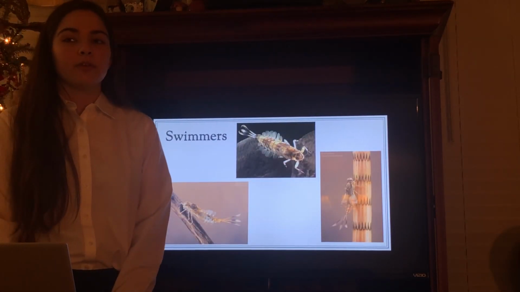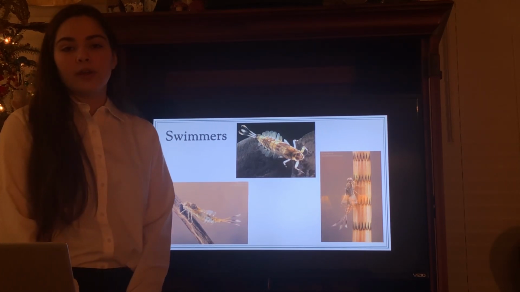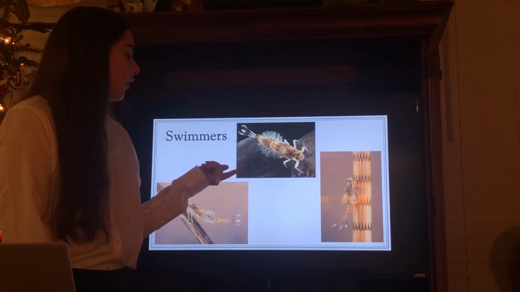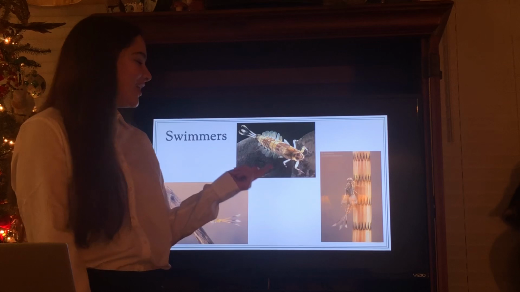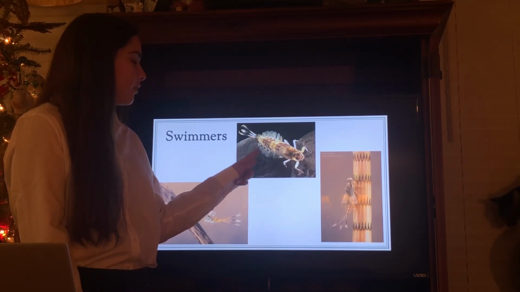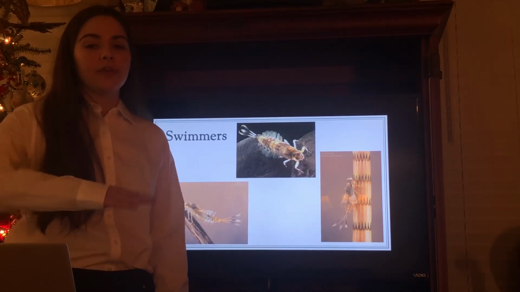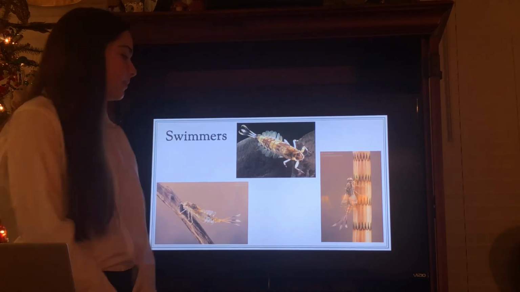Swimmers are similar to crawlers in that they live in a habitat where there are slower moving waters. Where these mayflies differ, however, is that they have specialized fans on their gills that allow them to swim. They swim by moving their tails up and down, similarly to a whale or a dolphin.